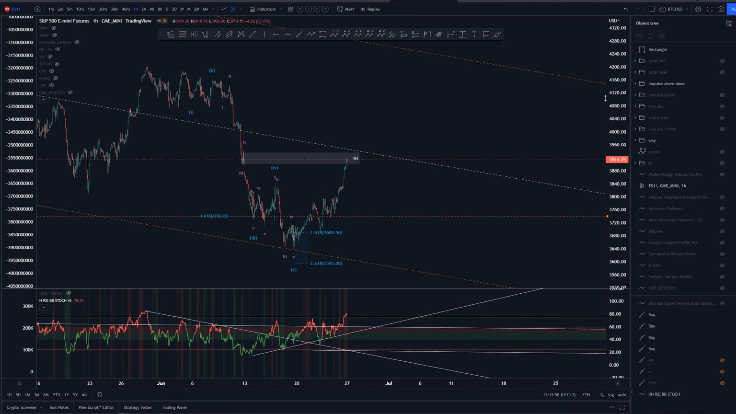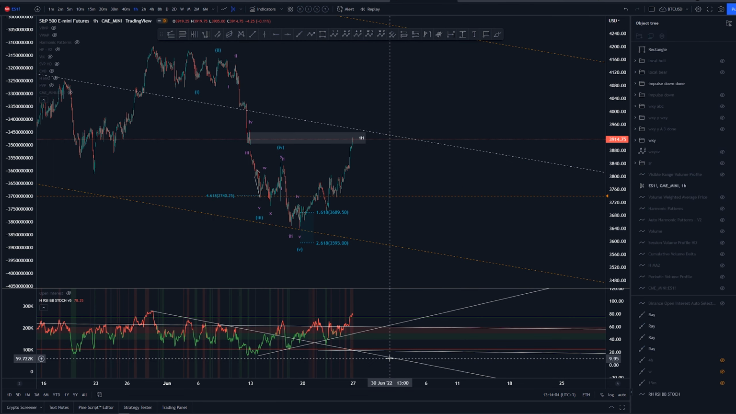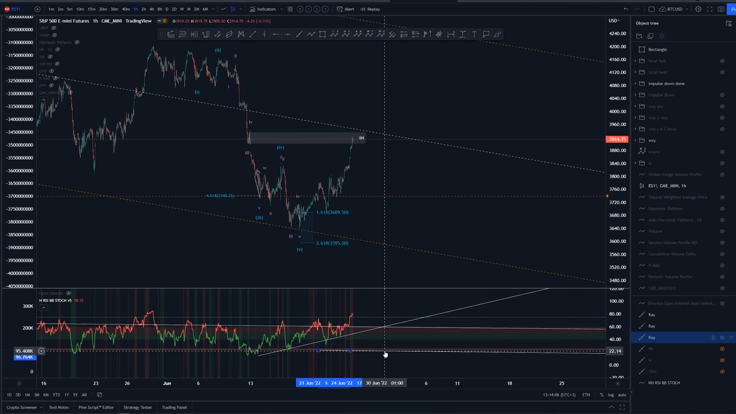At this point again, we would be looking for higher prices as this structure was going to be done. Now supporting this count, let's take a look at the RSI.